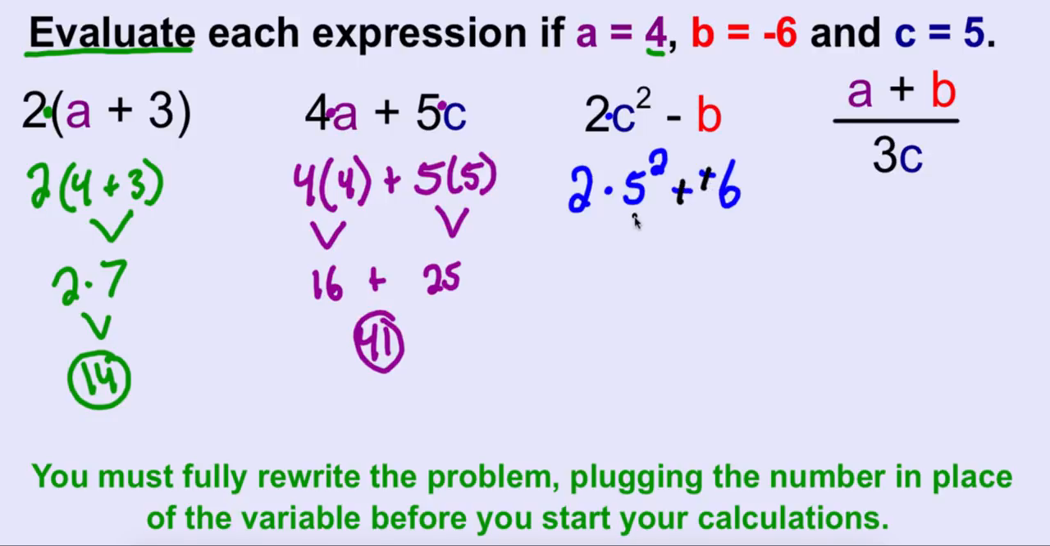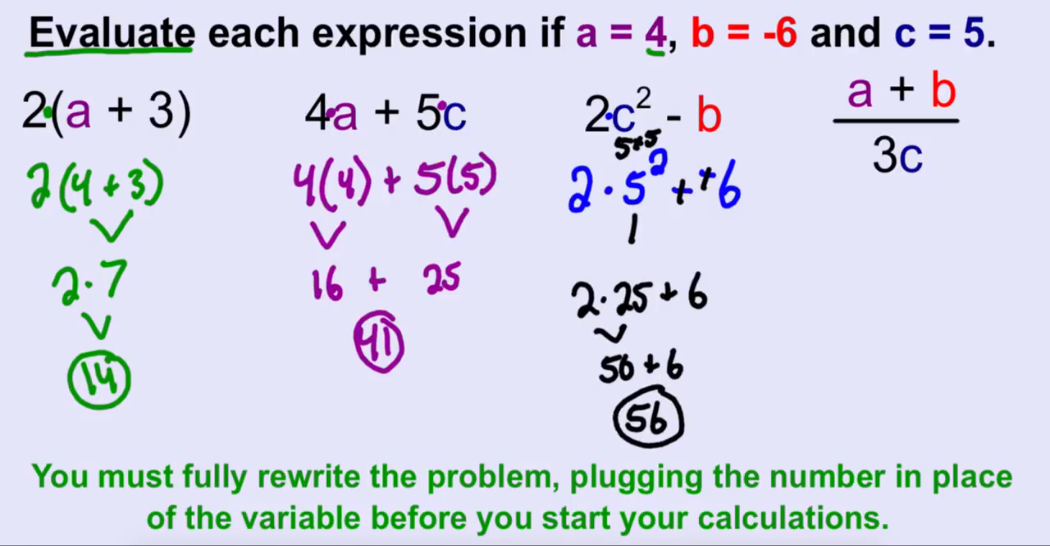Now we're going to do our exponent first. 5 squared is 5 times 5, which is 25. And then we rewrite the rest of the problem. Now we multiply. 2 times 25 is 50, plus 6 is 56. But no cutting corners as you work your way through the problem. Show all that work.